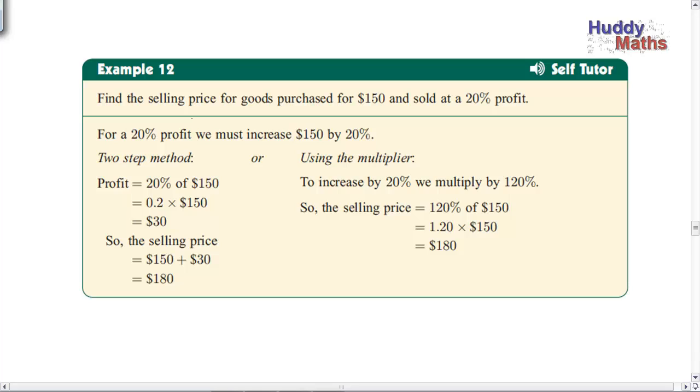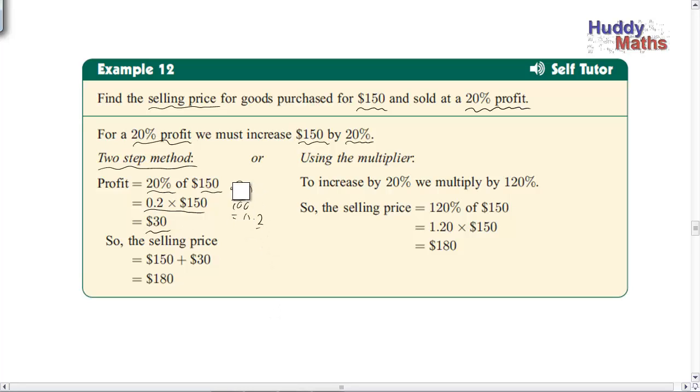Another little example. Find the selling price for goods. This is going differently now. Purchased for $150 and sold at 20% profit. Can you see that profit means you must increase the cost price by 20%? So let's do the two-step method. The profit would be 20% of 150. That's 20 over 100, which is 0.2, moving the decimal, times 150. Doing it on the calculator, $30.